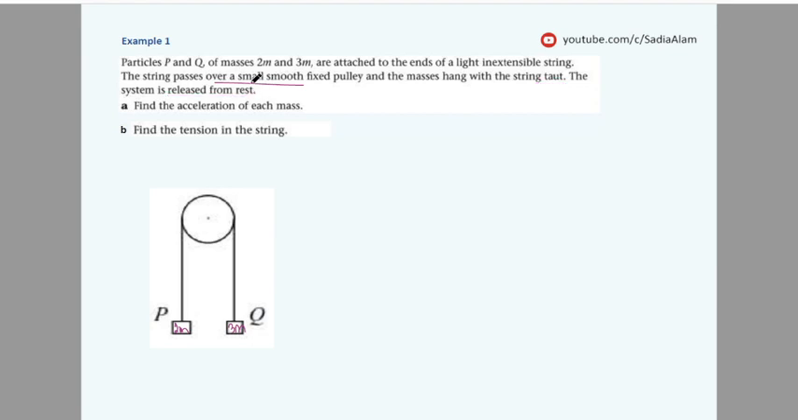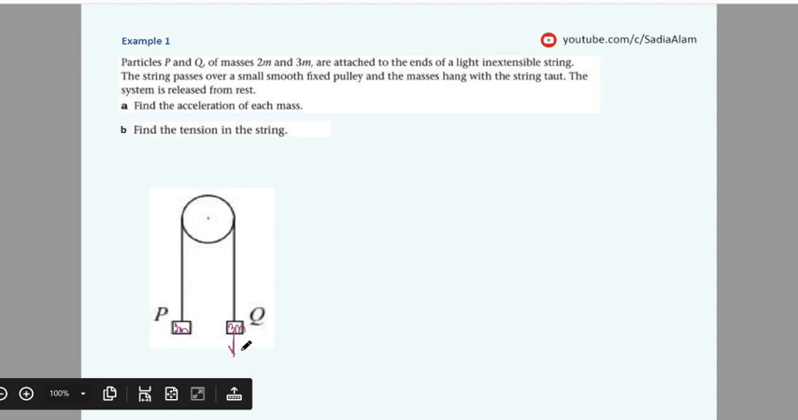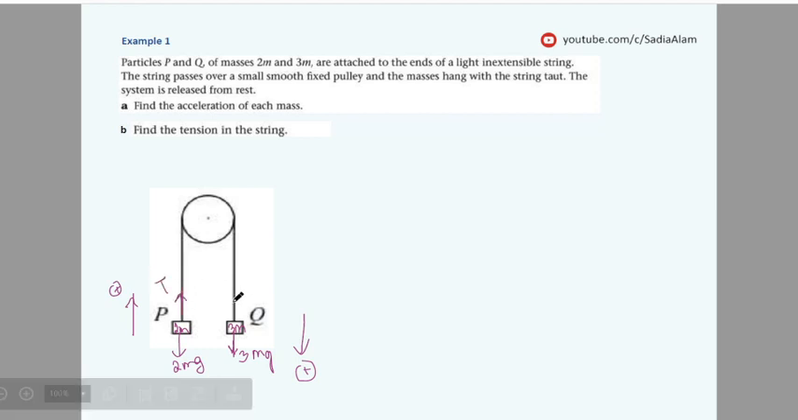So when the system is released from rest, this Q is heavier, the weight is 3mg, and that's 2mg. So since it's heavier, Q will move down. I will take downward positive for Q, and P will move up. I will take upward positive for P. And whatever the tension, it always acts away from the body. So T is upward, T is upward. So we need to find the acceleration, we need to find the tension. That's the most common question.